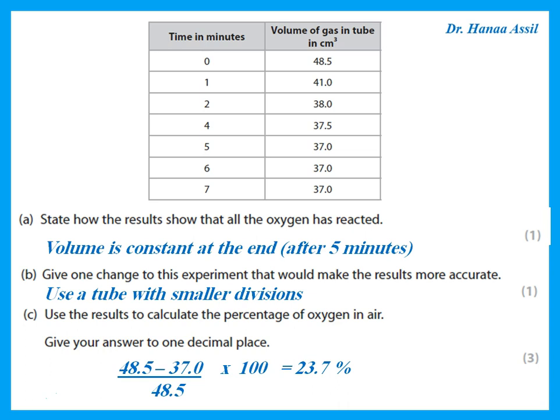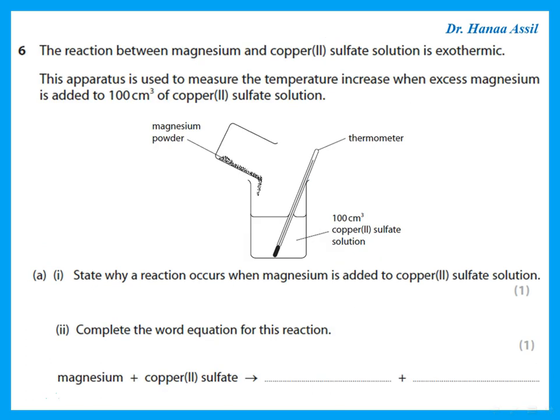1 decimal place, so please make sure it is 1 decimal place. The reaction between magnesium and copper sulfate solution is exothermic. This apparatus is used to measure the temperature increase when excess magnesium is added to 100 centimeter cubed of copper sulfate. So we have 100 centimeter cubed of copper sulfate solution. We're adding magnesium and we're measuring the temperature.